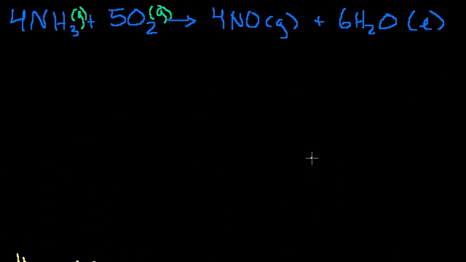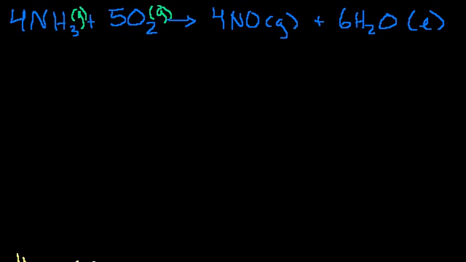So let's say I have this reaction right here, where I start with ammonia gas and react it with molecular oxygen to yield some nitrogen monoxide, 4 moles of it, and some water. So what's the heat of this reaction? What we do is we just look up the heats of formation of each of these. So let's just look them up.